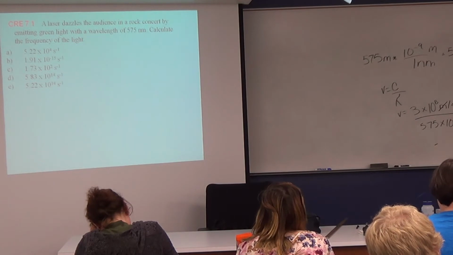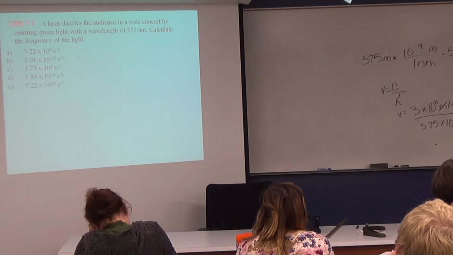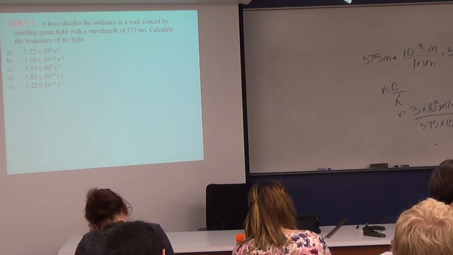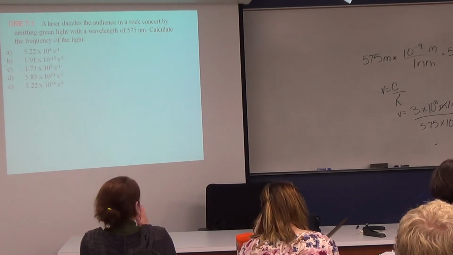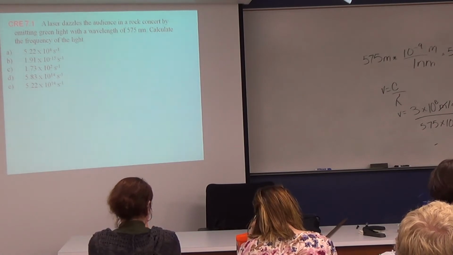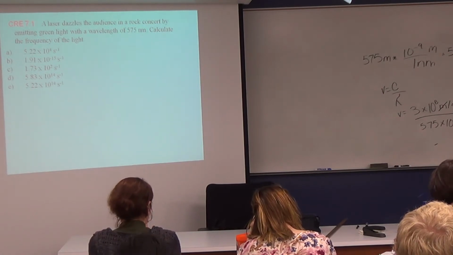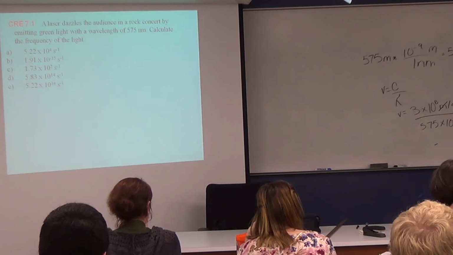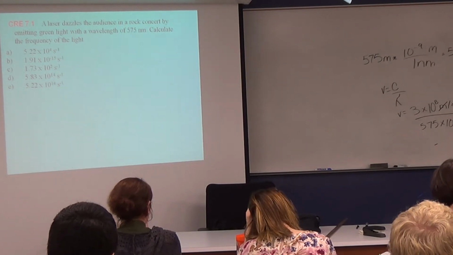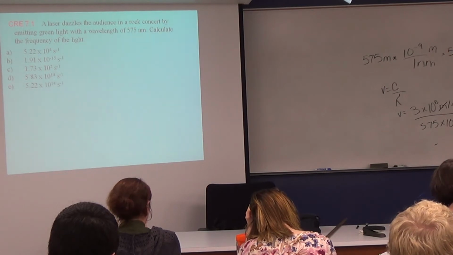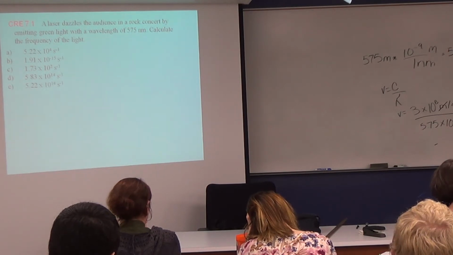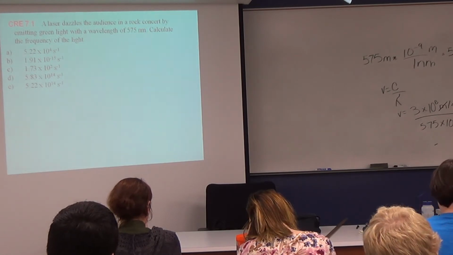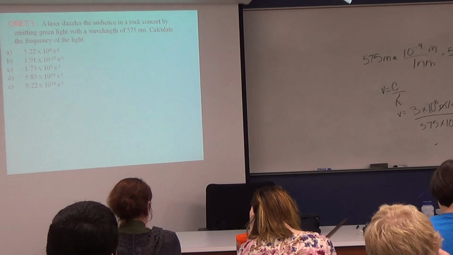Any questions? Okay, Maggie, you can explain what you did. For the top part I converted nanometers to meters first, and then I plugged that into the formula: frequency equals speed of light over wavelength. We know the speed of light is a constant, 3.00 times 10 to the 8th, over the meters that we converted above. The meters cancel out, and that leaves us with 5.22 times 10 to the 14th.